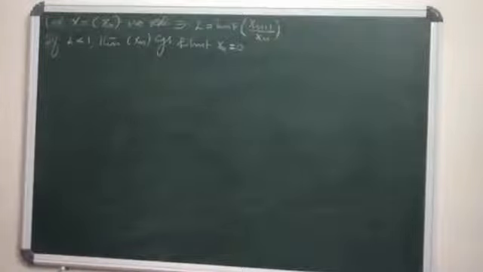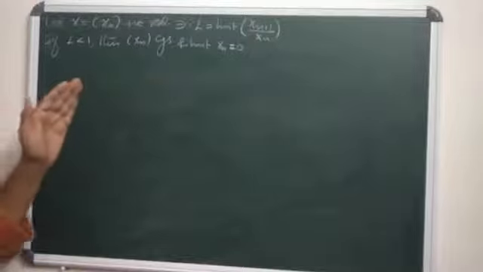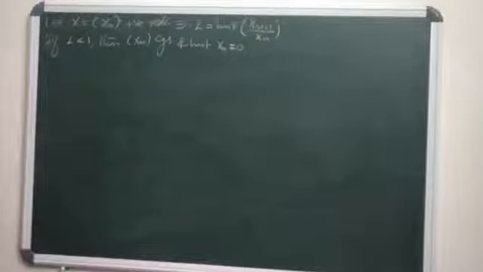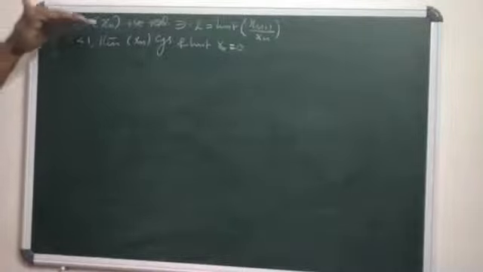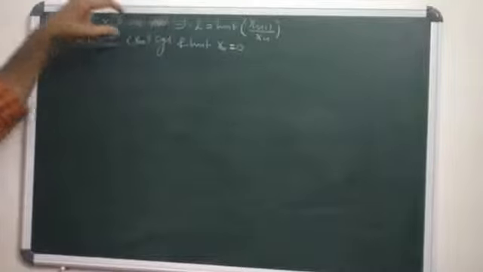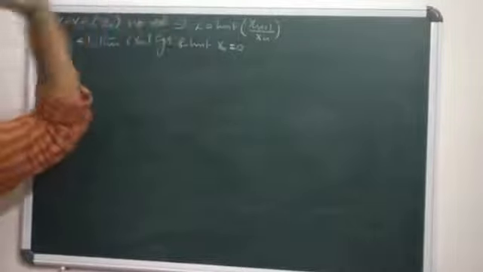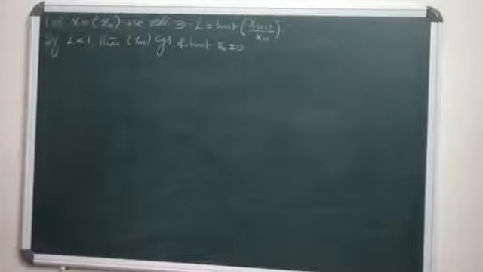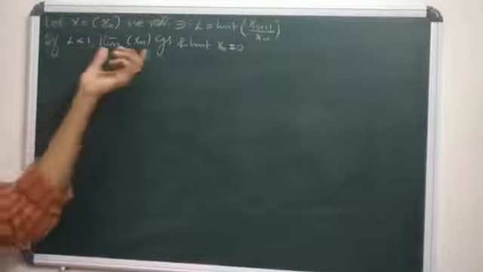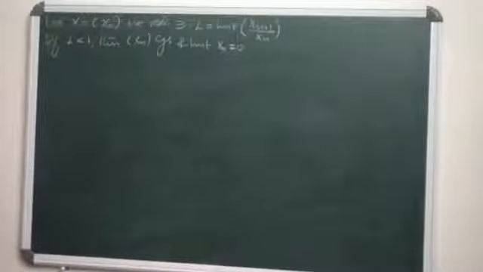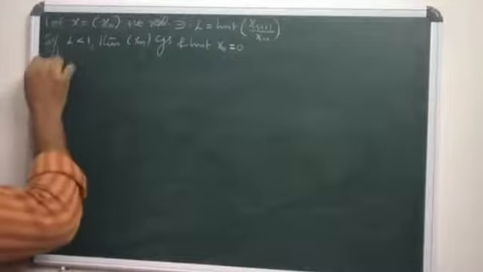What is xn? xn is a sequence of positive reals. And what is L? L is the limit of xn plus 1 by xn. Then if L less than 1, the sequence xn converges and the limit of xn equals 0. How to prove this? Its proof is in this way.